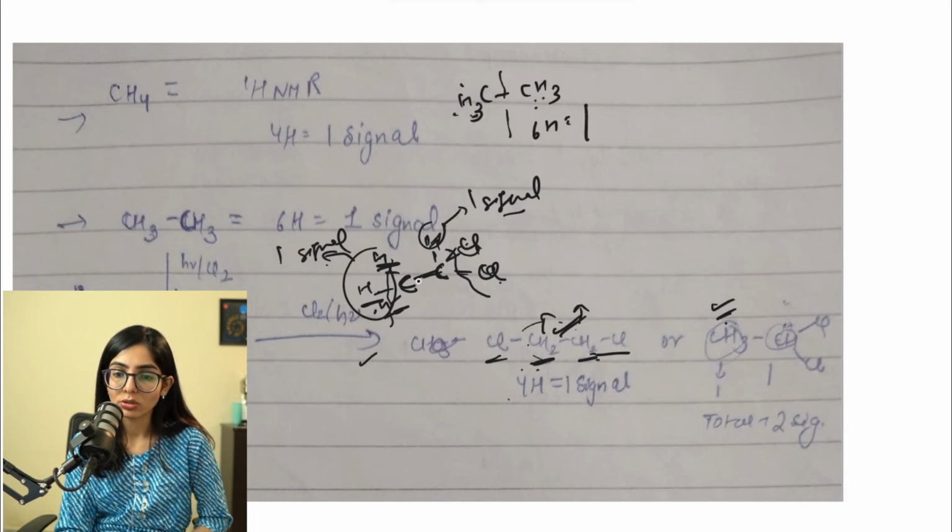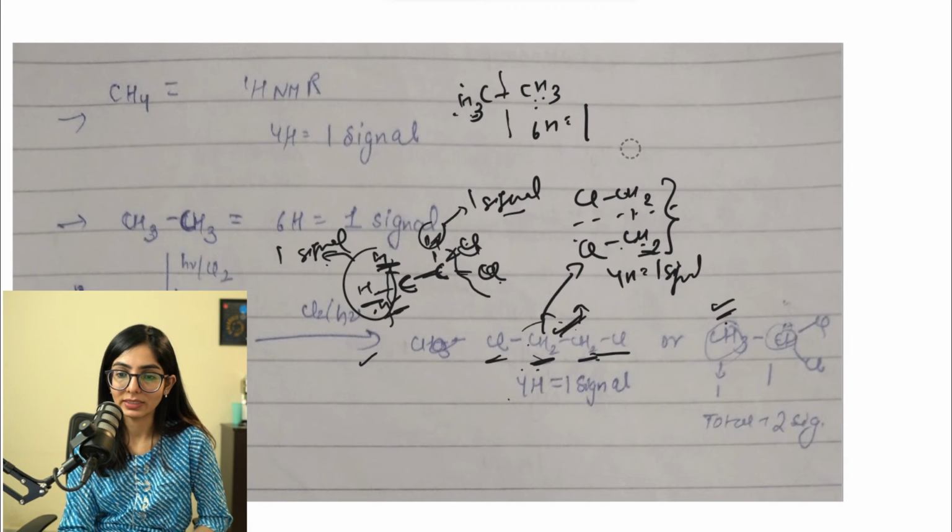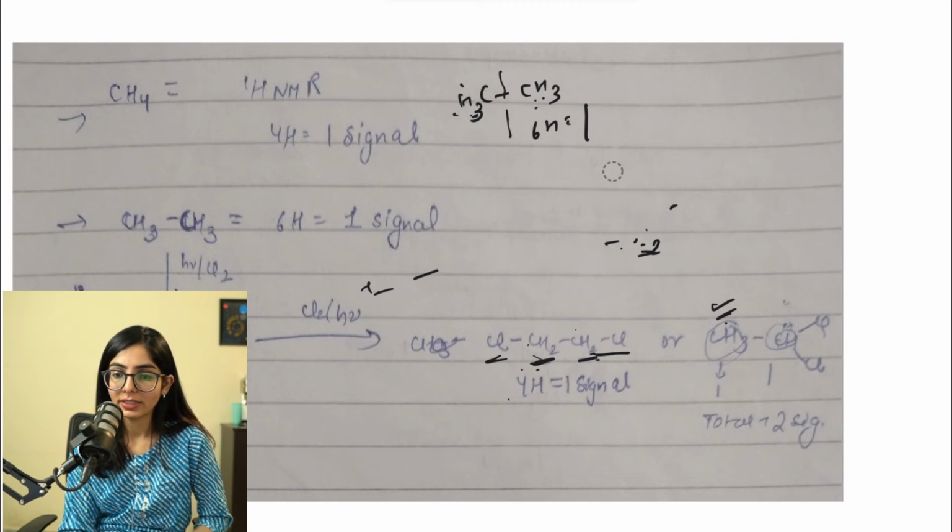And in this case also, this Cl, CH2, CH2, Cl. So you can see this is a symmetrical compound only. So these all 4 hydrogen will be giving one signal only. Always consider it like that. Always understand it in that way. And I hope these things are clear to you.